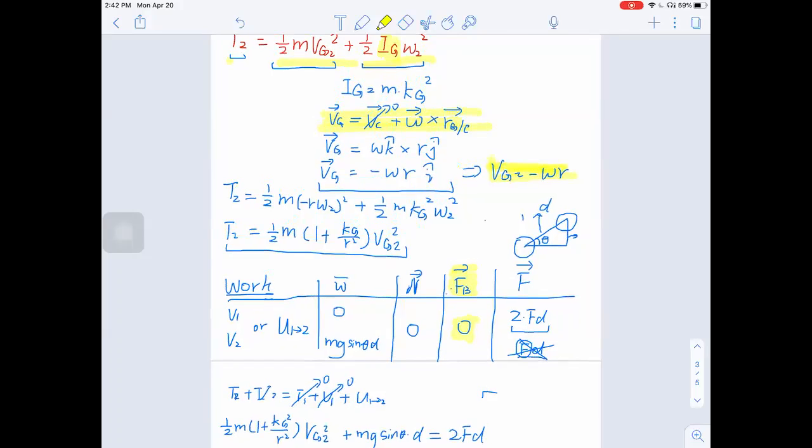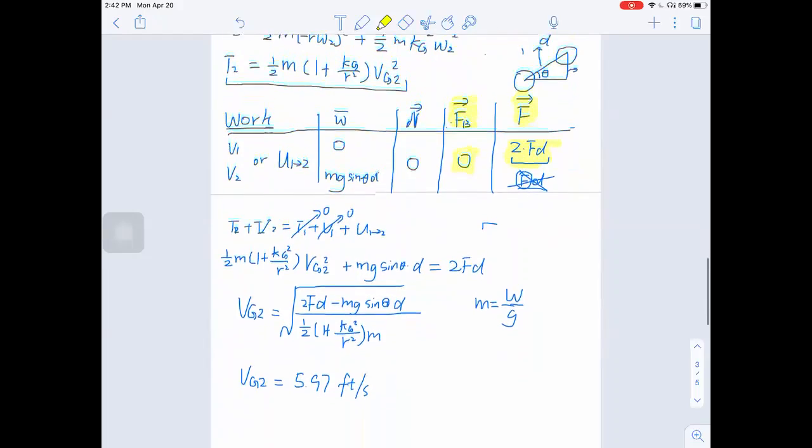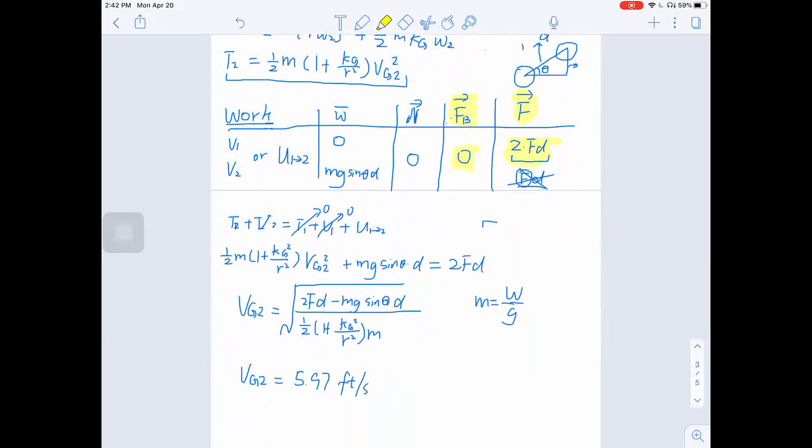And the work done by the force F on the top of the disk is 2 times Fd instead of just Fd, because at the top of the disk, it's traveling 2 times faster than the point at the center of mass. Once you have all the components for your work energy equation, you can assemble it and solve for the unknowns.